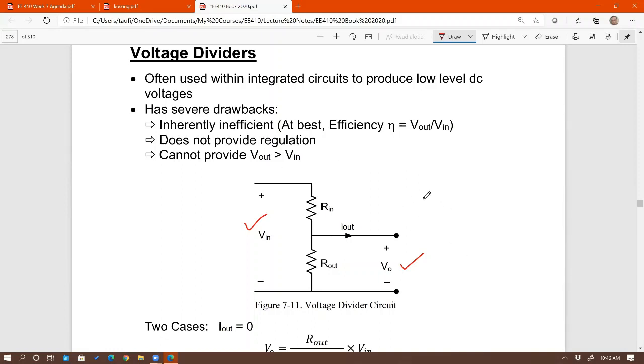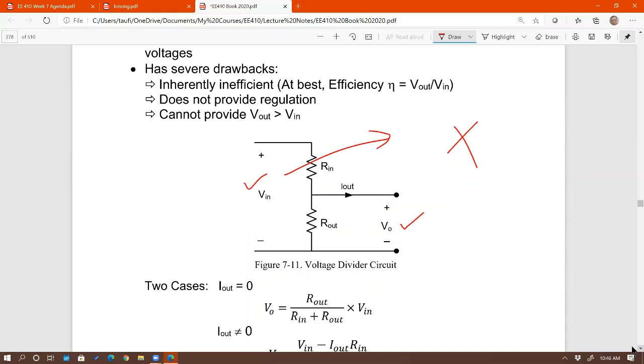What is the problem? We already saw two problems. What are those? 100% line regulation, 100% load regulation. Not good, right? What else? Power loss, right? Because current has to flow through these resistors, or at least one resistor on top right there. If you are loading it, at least current will have to flow through here. That's going to burn power, right? So your efficiency is going to go low.